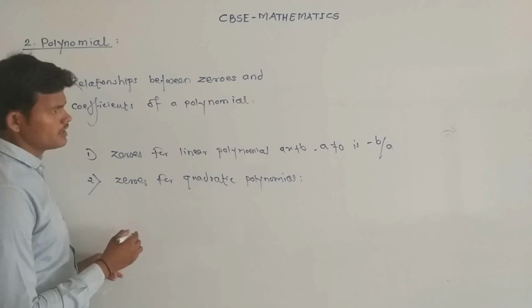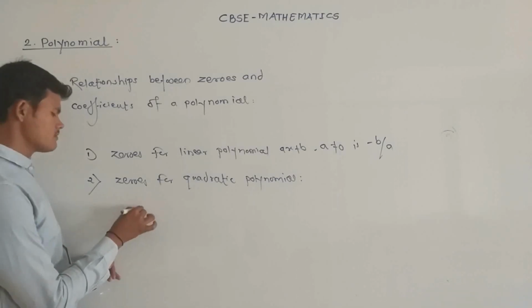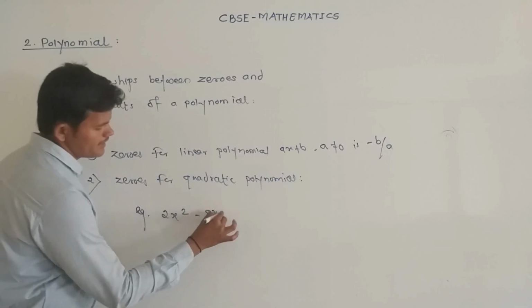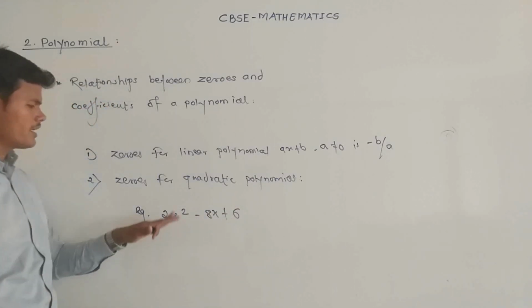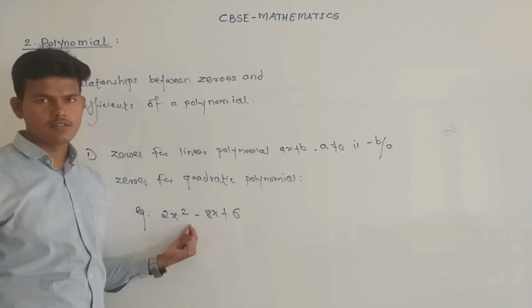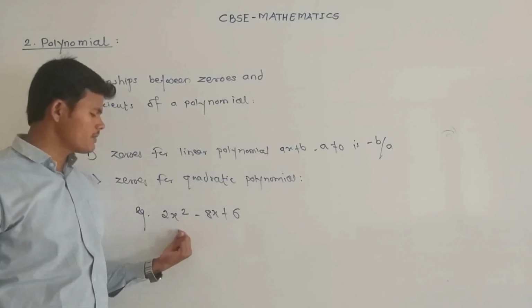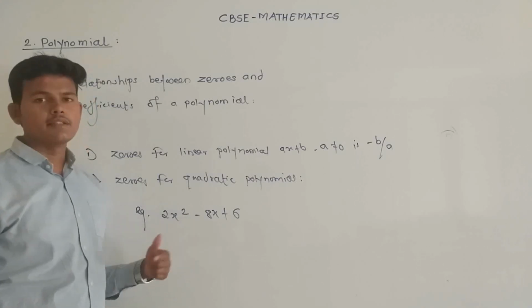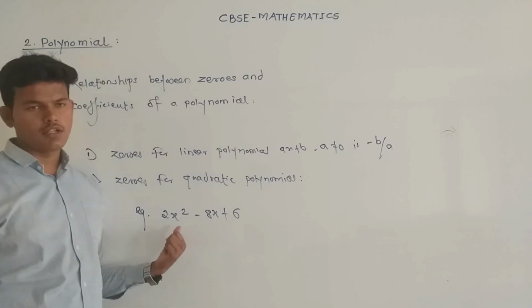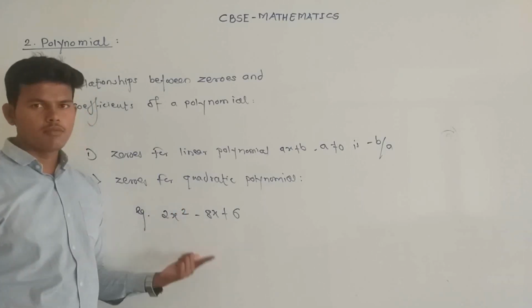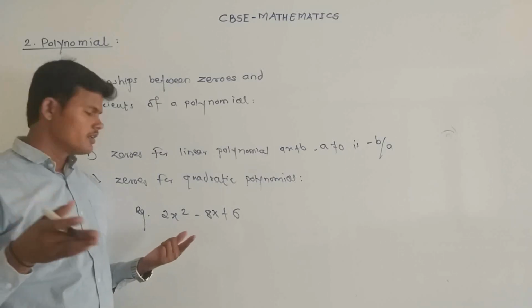For that, consider one polynomial, that is 2x square minus 8x plus 6. This is a quadratic polynomial. Why? Because its maximum power is 2, therefore the degree of the polynomial is 2, and if the degree is 2 then it is called a quadratic polynomial. Now factorize this quadratic polynomial by splitting the middle term.